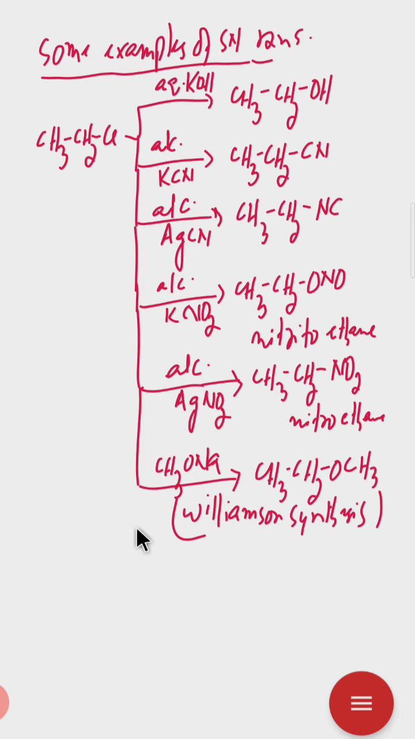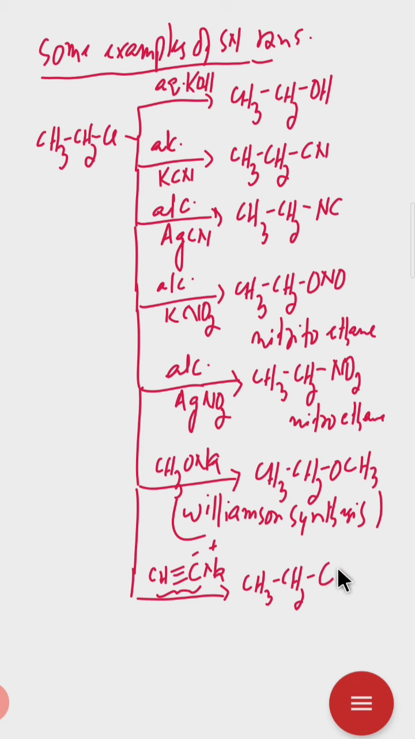Okay, now another substitution reaction. Let me write one more substitution reaction of this ethyl chloride. When this ethyl chloride is reacted with, for example, CH triple bond CNa, this is sodium ethynide, and this ethynide group will be acting as nucleophile in our case, so we will get CH3CH2, and to this carbon atom C triple bond CH will be attached, right? So we will get a higher alkyne by substitution also.